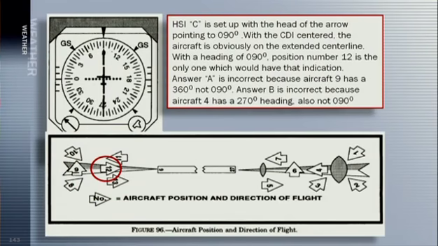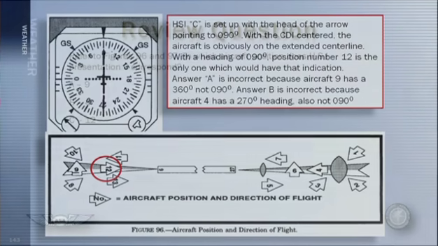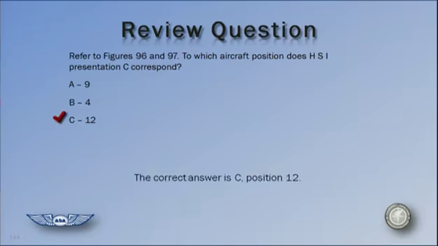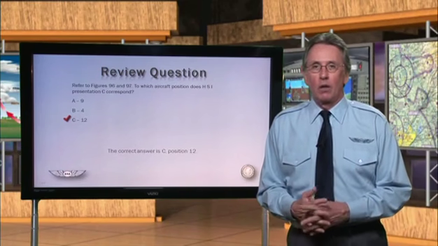And of course we have figure 96 here as well. HSI C is set up with the head of the arrow pointing to 90 degrees. With the CDI centered, the aircraft is obviously on the extended center line. With a heading of 90 degrees, position number 12 is the only one which would have that indication. Answer A is incorrect because aircraft 9 has a 360 degree heading, not a 90 degree. Answer B is also incorrect because aircraft 4 has a 270 degree heading, also not a 90 degree. So if we go back to our question and answer, the answer is C, position 12.